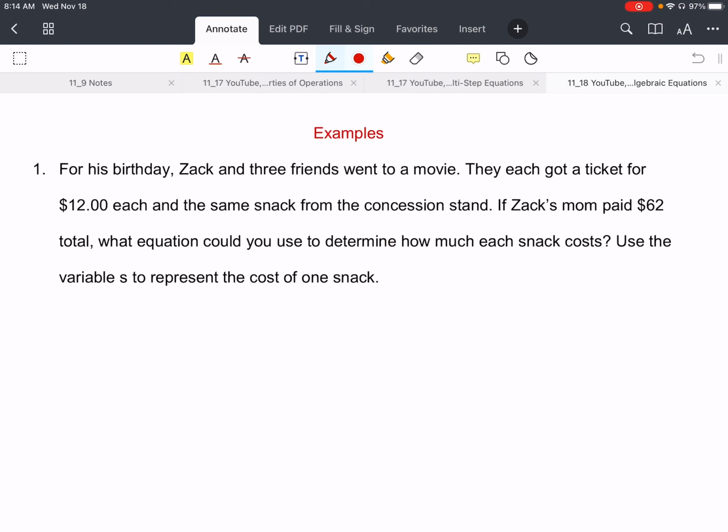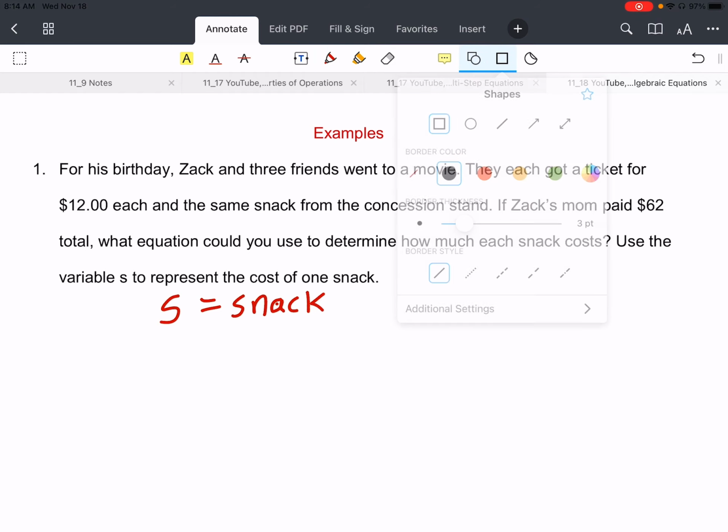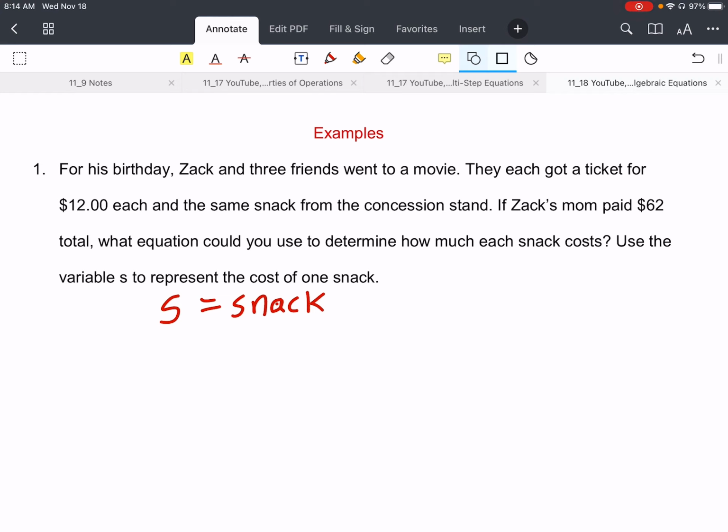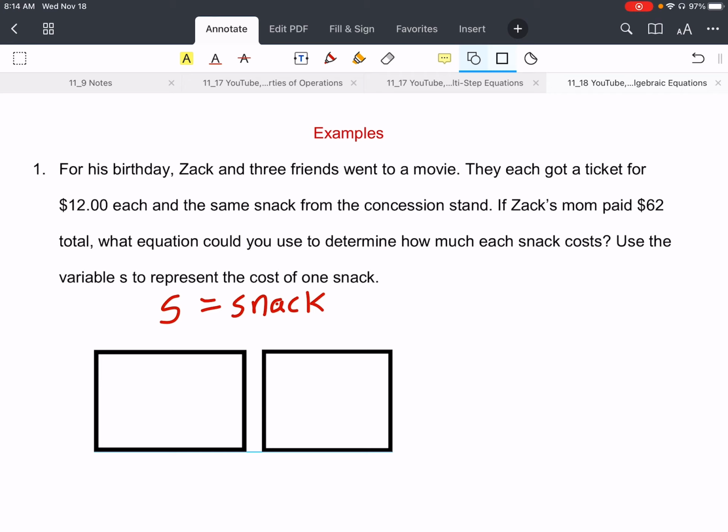So I know the variable that I'm using is going to be S. And it doesn't really matter what letter we use. So S equals snack. So as you are learning how to do these, we can think of tape diagrams to represent the cost of each item. And the goal of these tape diagrams is really to get rid of them. Turning tape diagrams into algebra is the main goal.